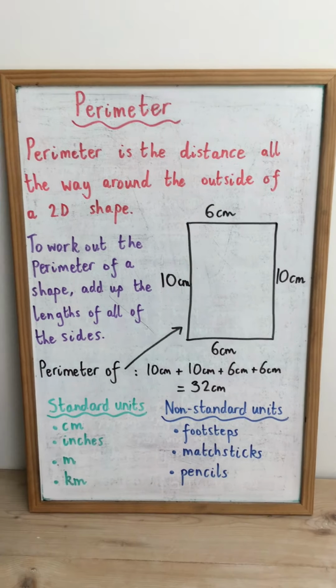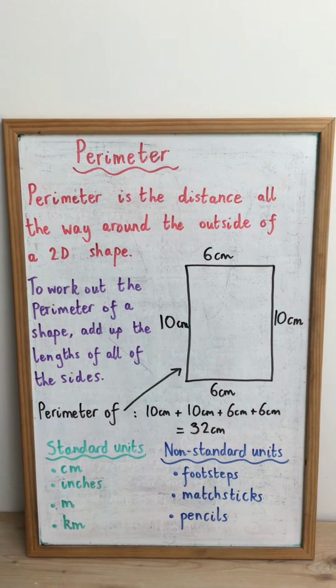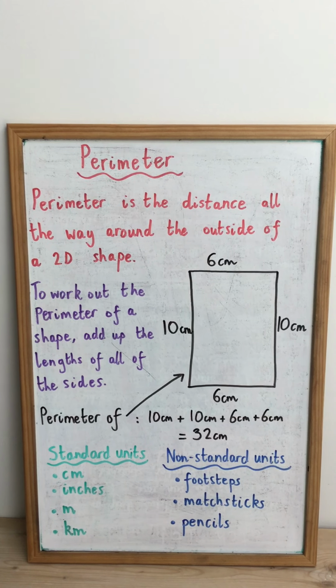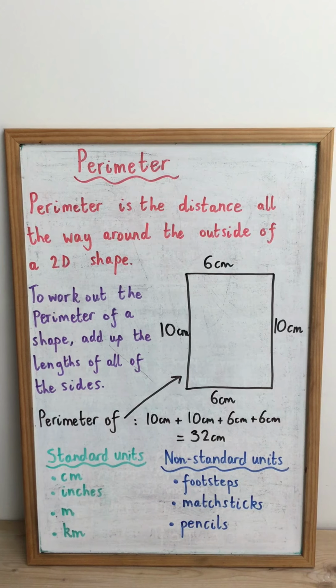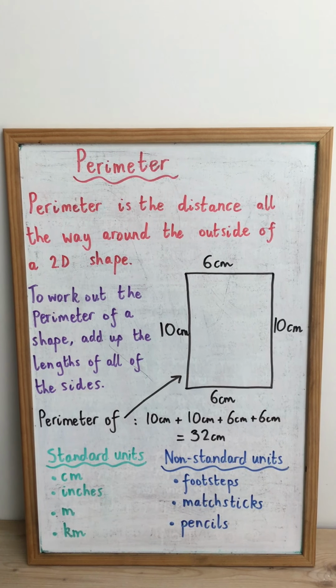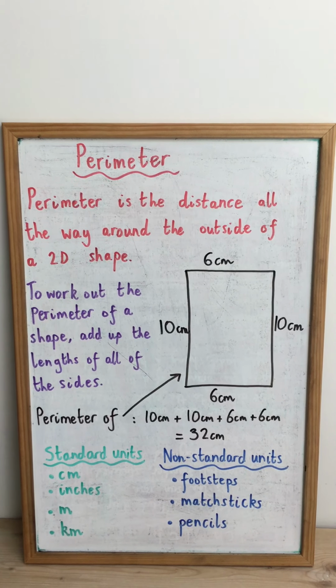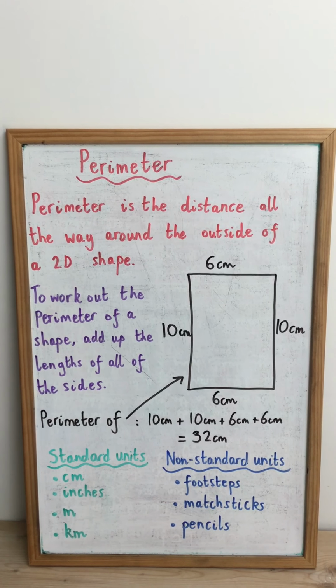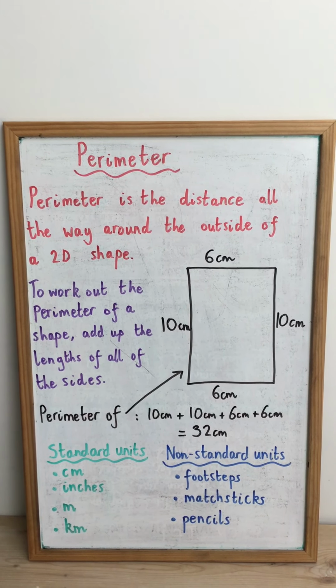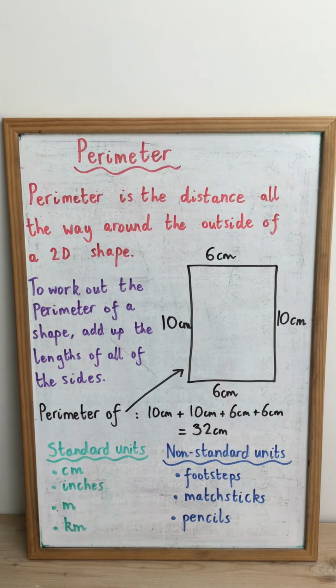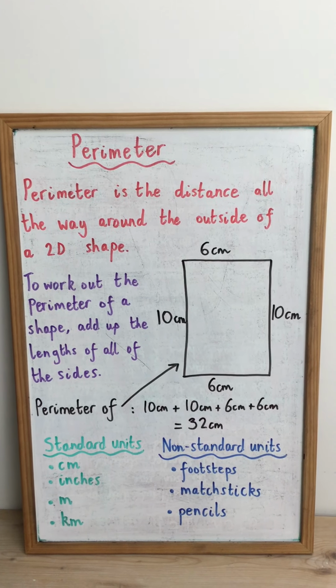If you've got a small 2D shape, then you're going to be using smaller standard units like centimetres or inches. However, if you've got a much bigger 2D shape, such as for example the size of a park, if you wanted to know the perimeter of a big park, you might use metres or kilometres instead.